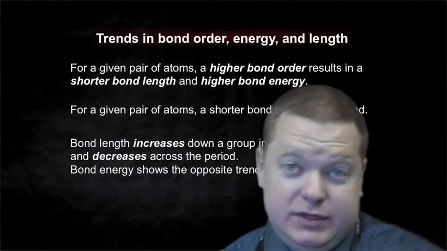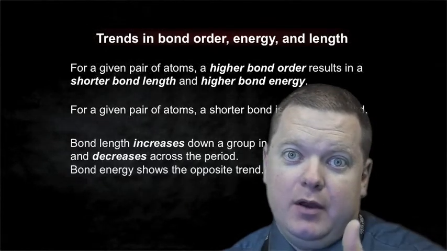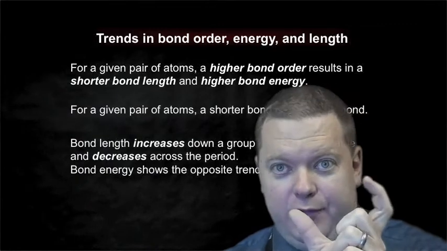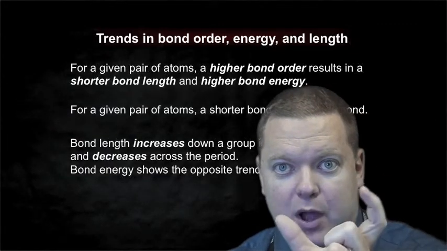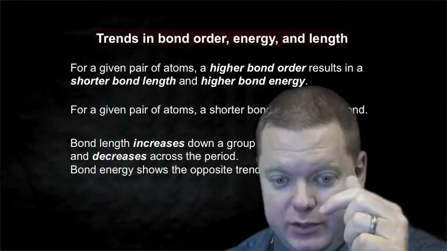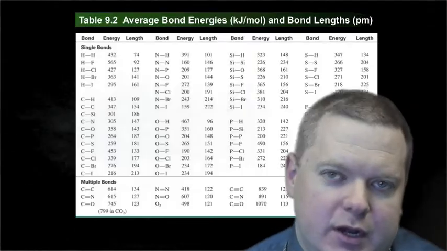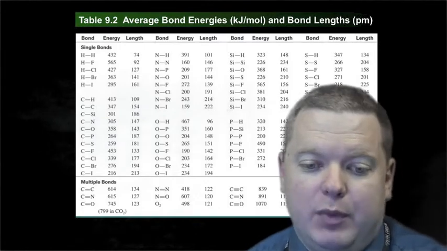Like we said, this is opposite then. The further apart they are, the weaker the bond. So if we increase the bond length, the bond energy is going to go down. And we have a table in your book, and here it is, showing all of those bond energies.